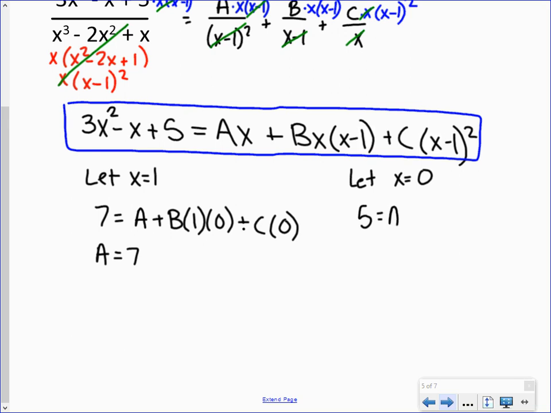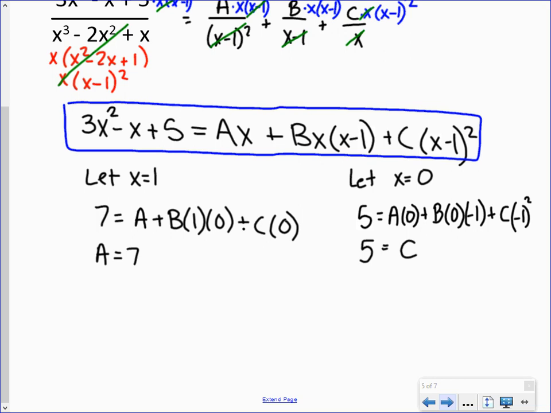equals a times 0 plus b times 0 times negative 1 plus c times negative 1 squared. So negative 1 squared over there with c is going to be 1c, and then both b and a are going to be equal to 0. So we know 5 is equal to c.